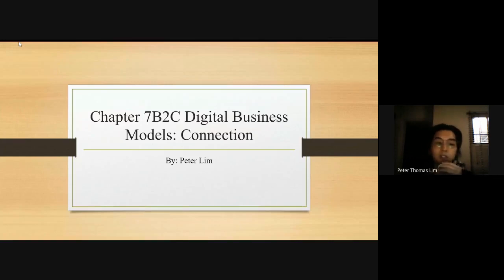Good day, everyone. So, this chapter discusses the connection business model, in which we can point out that it addresses the access to the internet or other networks and the provision of network platforms. So, without further ado, let's proceed to the next slide.